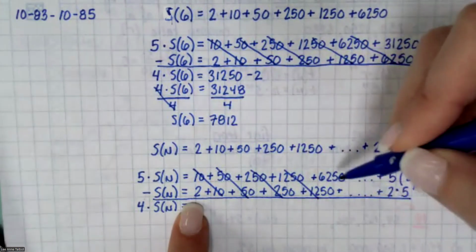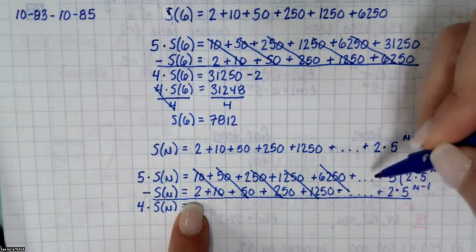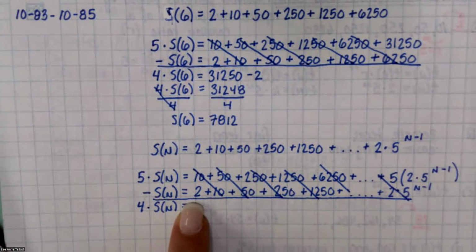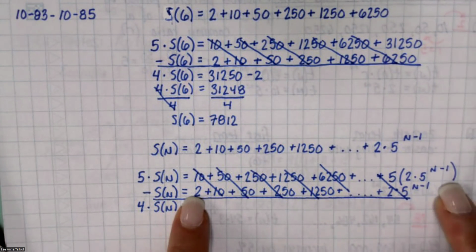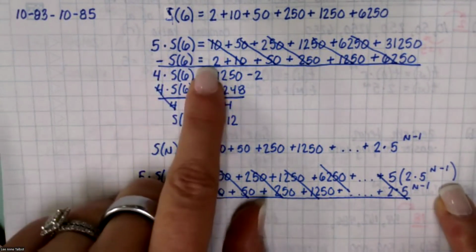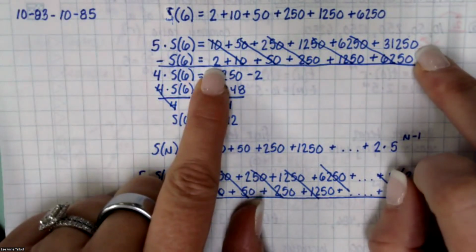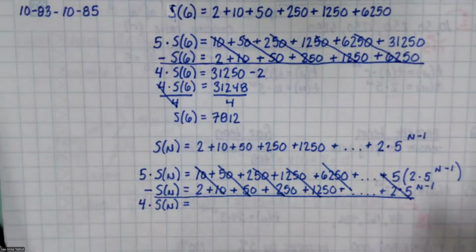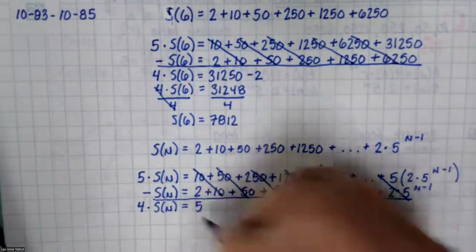The only things that are going to be left in this situation, and this is where you have to have a little bit of imagination, you have to imagine the 6250s here. You have to imagine that right in front of this is going to be a 2 times 5 to the n minus 1. The only 2 things left over are the bottom left and the top right, just like here, where the only things left were the bottom left and the top right. That's where your little bit of imagination is required. Then it's subtraction, so I'm going to do this first.